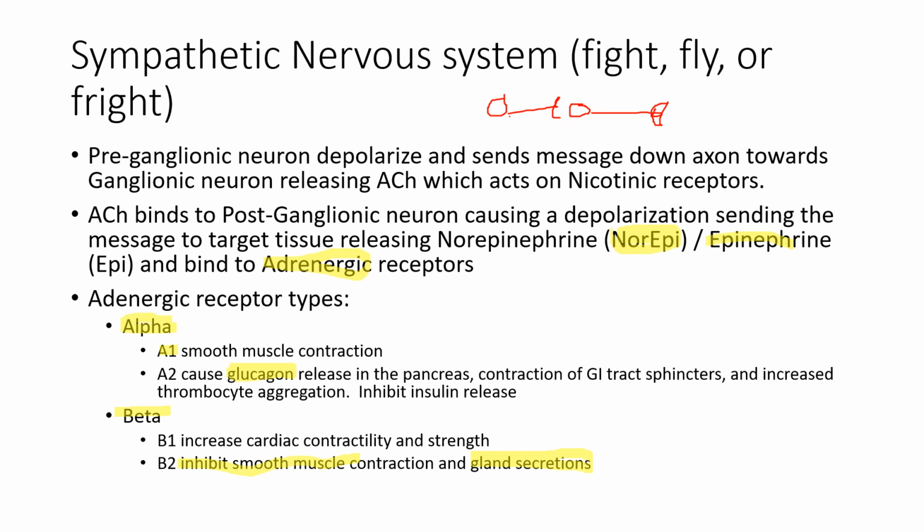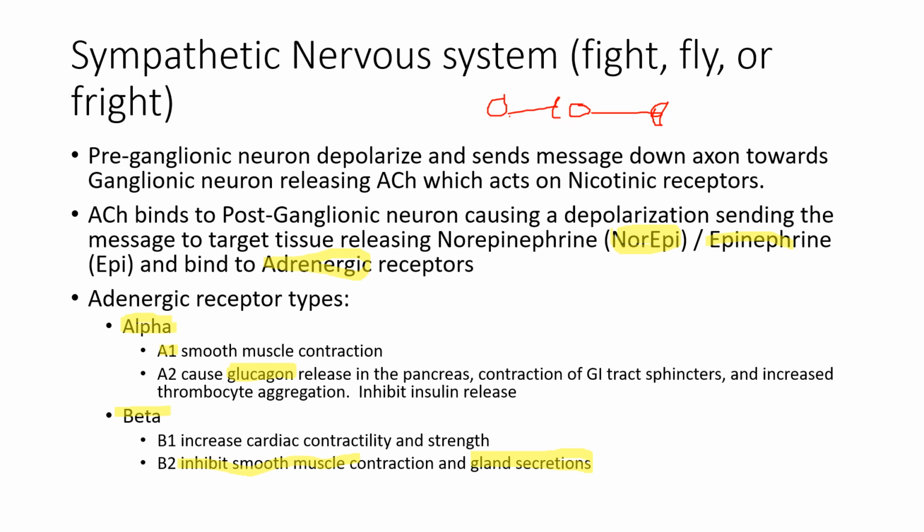It also causes the contraction of the gastrointestinal sphincters to make sure that food isn't moving through the intestines at the time. Everything in the intestines stops because you don't want to be trying to digest and move blood to different areas when you're trying to run.